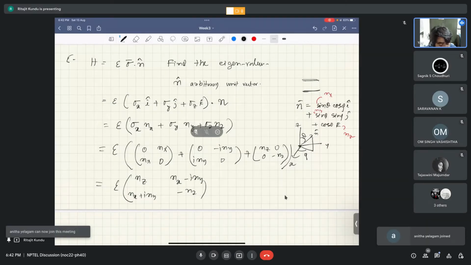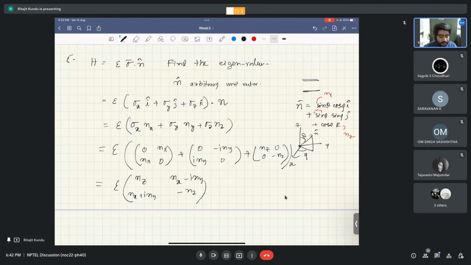So basically what you have to do is put in all of the values of nx, ny and nz, and you can get the eigenvalues and eigenvectors. This is a 2 by 2 matrix, so it will not be that difficult, but there is an even smarter way to do this.